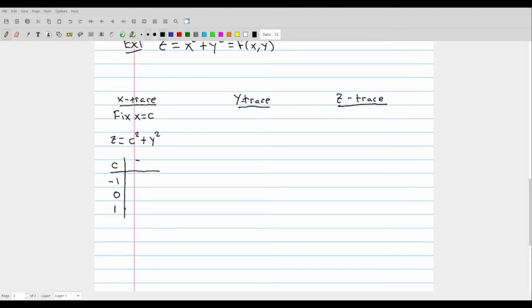So the expression that you get is z is equal to c squared plus y squared. When c is -1, you get z is equal to (-1) squared, which is just 1, plus y squared. When c is equal to 0, you get z is equal to 0 squared plus y squared, which is z is equal to y squared. And when c is equal to +1, you get z is equal to 1 squared plus y squared, which is just 1 plus y squared.